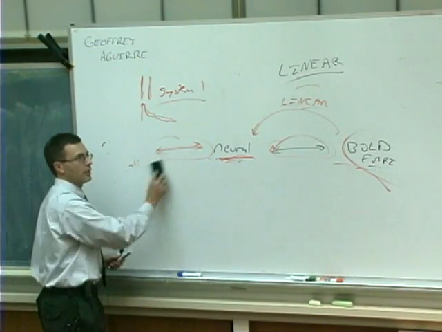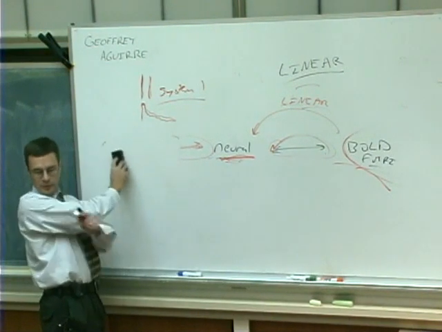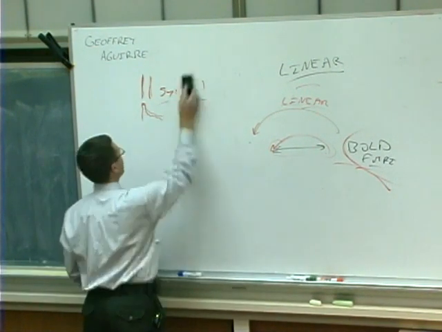The two systems model. We're going to go for 5 more minutes, and then you need to do a little tape switch. Okay. So 5 more minutes.